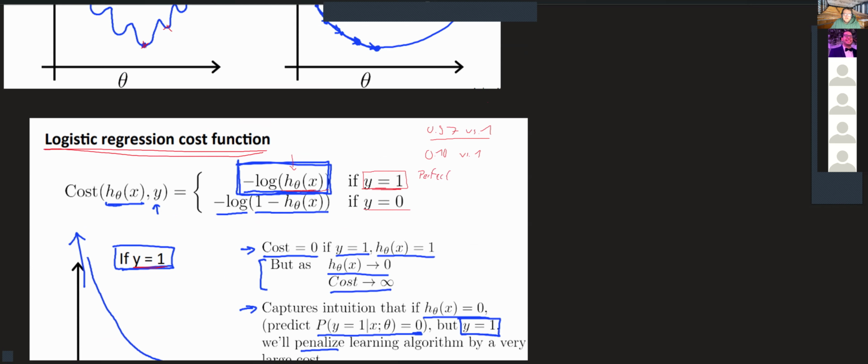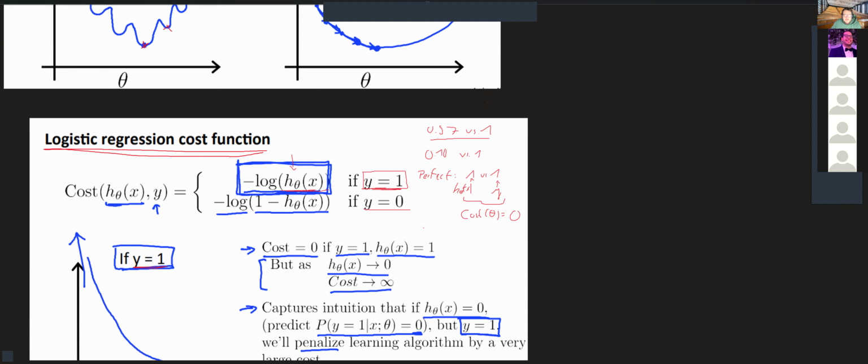Perfect means 1 versus 1. So h theta of x is 1 and y is also 1, right? It predicts perfectly. It's perfectly confident that this is 1, okay? So in this case, we should have a cost function, our cost function of theta, that is 0. It should be 0 cost.